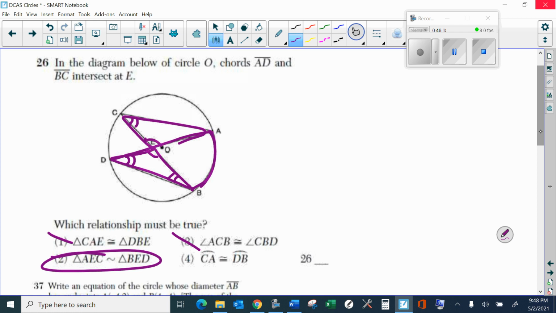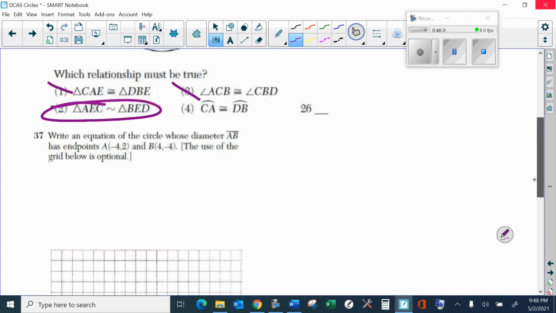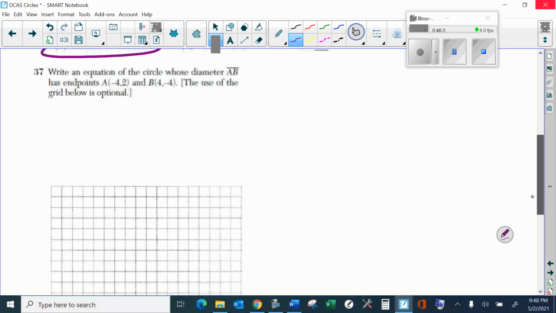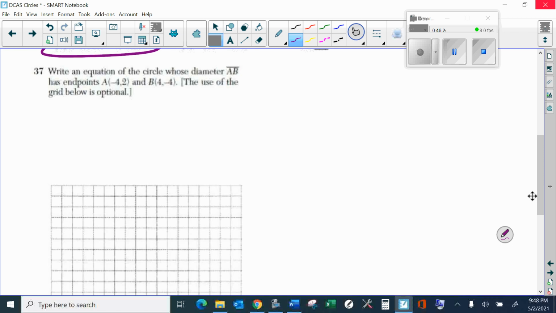Okay, that's what we have right there. All right, write an equation of a circle whose diameter AB has endpoints. So we need the midpoint formula to find the center. Add the two x's divided by 2, that gives me 0. Add the two y's, that gives me -2, divided by 2 gives me -1. So the center is at (0, -1).